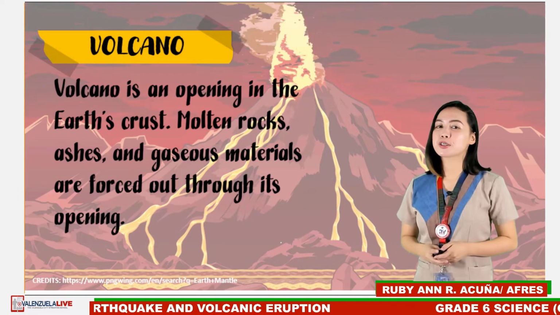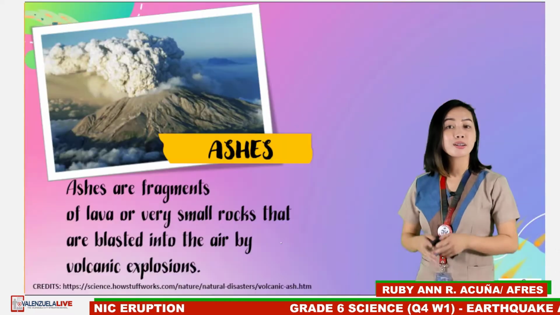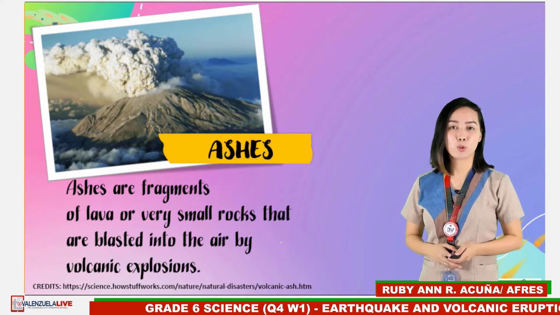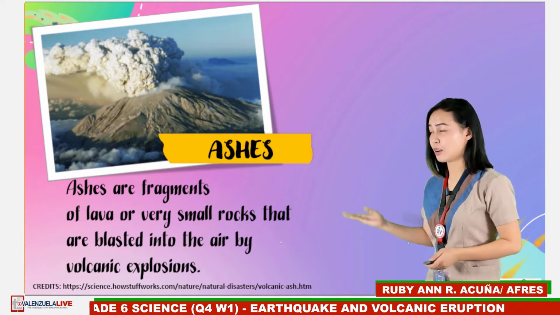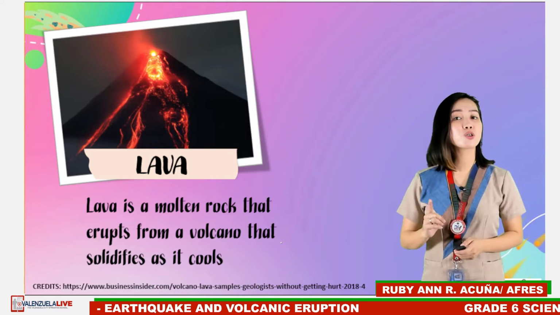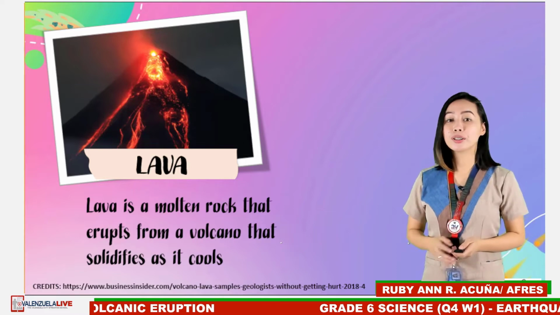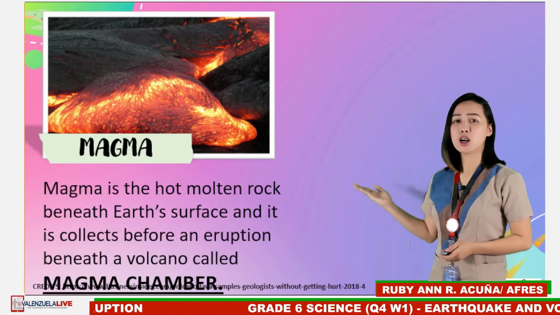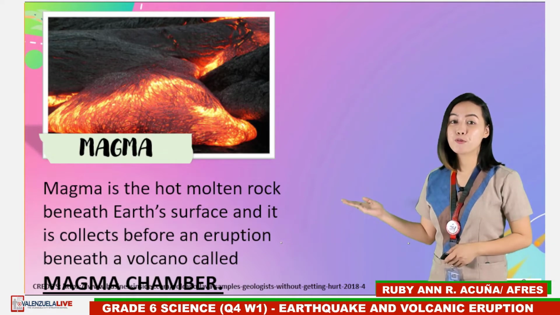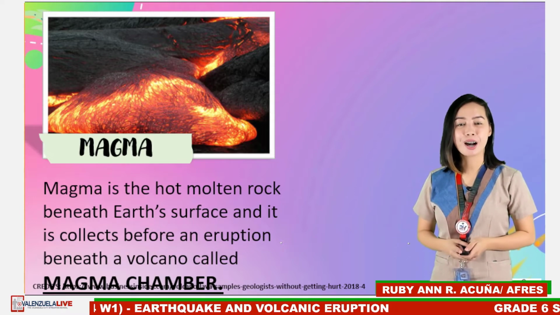Ashes are fragments of lava or very small rocks that are blasted into the air by volcanic explosions. While lava is a molten rock that erupts from a volcano and solidifies as it cools. While magma is the hot, molten rock beneath the Earth's surface that collects before an eruption beneath a volcano, called the magma chamber.